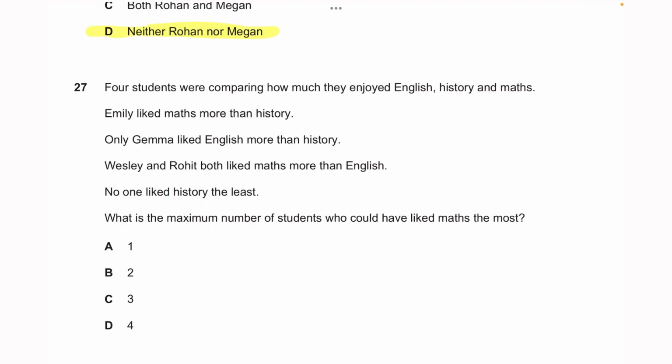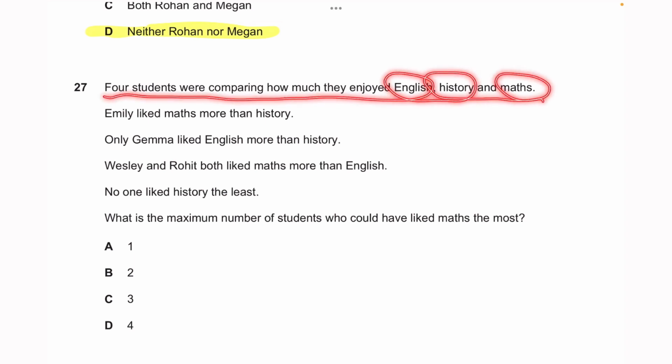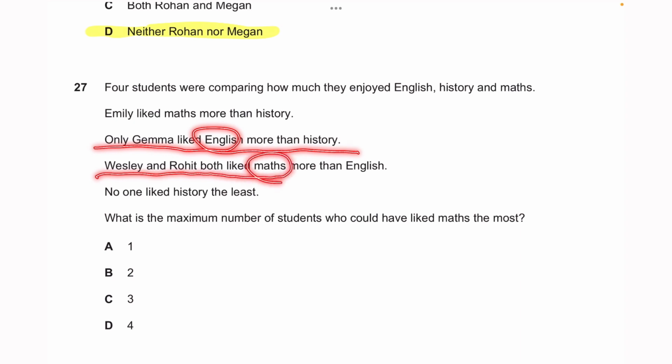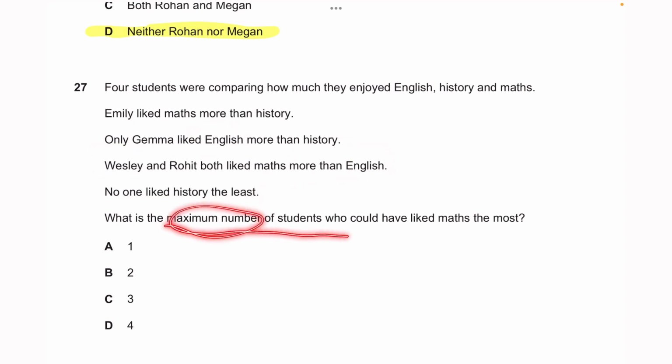Okay, so having a look at question 27. Question 27 goes like this. It says that 4 students were comparing how much they enjoyed English, history, and math. Now it says Emily liked math more than history, only Gemma liked English more than history, Wesley and Rohit both liked math more than English, no one liked history the least. Okay, so the question is, what is the maximum number of students who could have liked math the most?